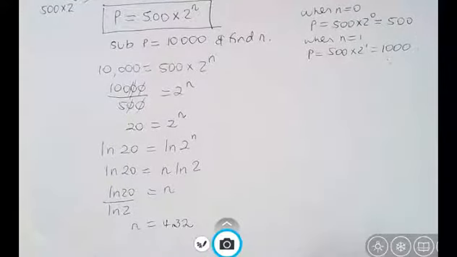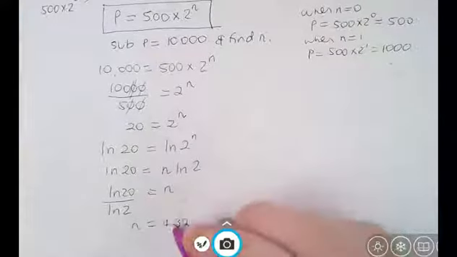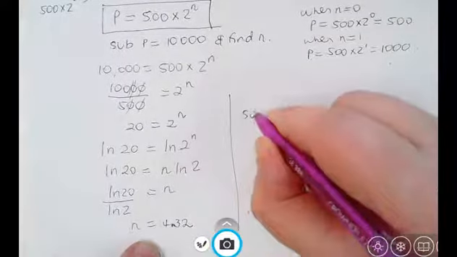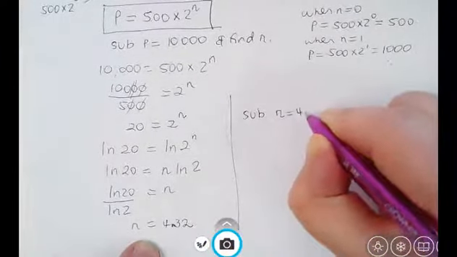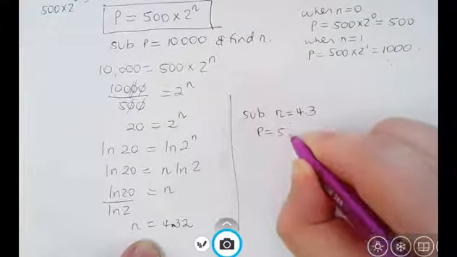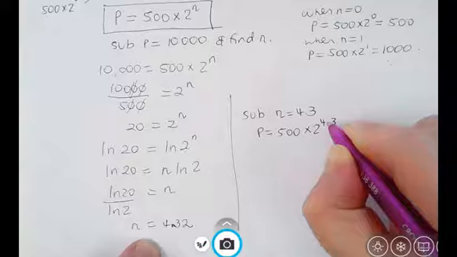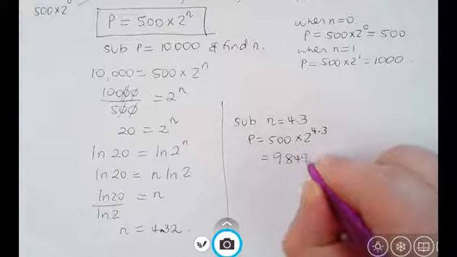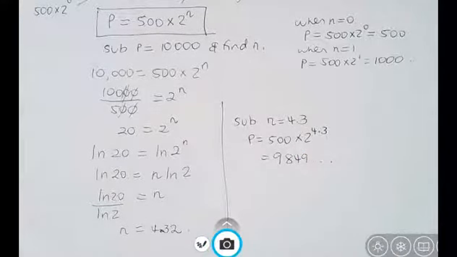The answer to the nearest tenth of a year. If I substitute n is 4.3, I will get less than 10,000. Let's try. If I check, if I sub n is 4.3 into my population equation, the population will not have hit 10,000 yet. So trying that, 500 times 2 to the power of 4.3 should give me a little bit under 10,000 rabbits, so it's not 4.3.